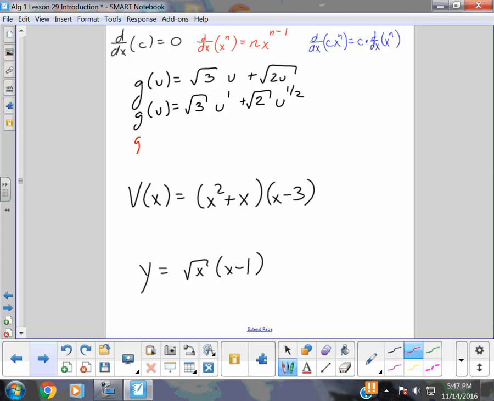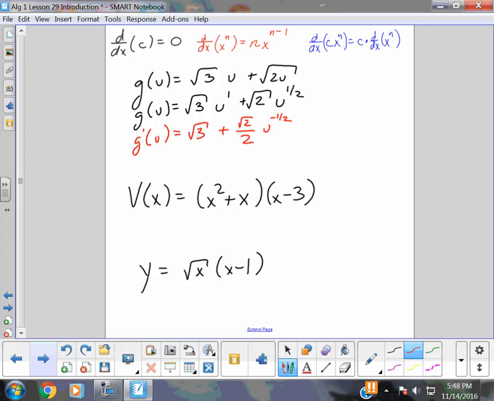I can do the derivative now in red of this one. Square root of 3 times 1 is just square root of 3. 1 minus 1 is u to the 0, which is 1. Plus 1 half times the square root of 2. Well, I think that's square root of 2 over 2. And then I take u and take away 1, minus half.